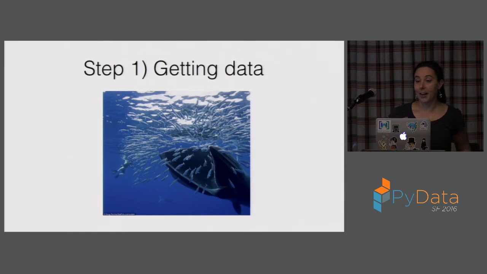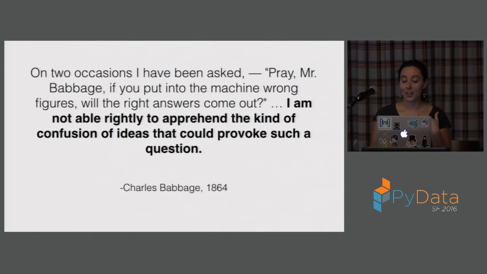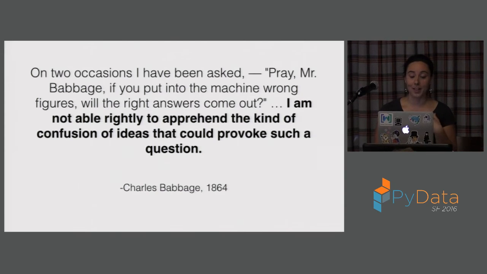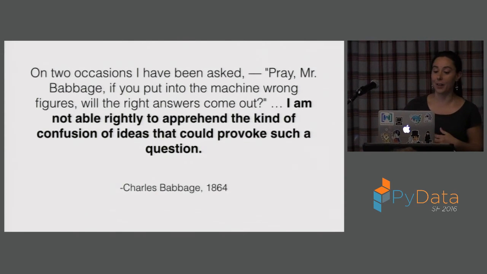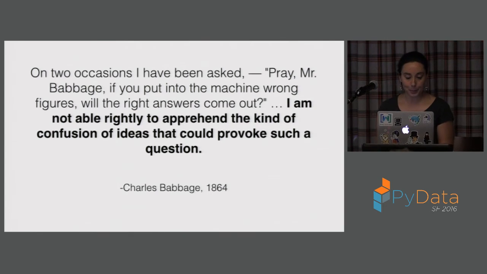You have to start by getting data. It's pretty hard to end up with a good solution at the end if you start with crap data. I've always really loved this quote by Charles Babbage, one of the fathers of computer science, which shows that getting good data has been a problem for a long time. People were asking him, if you put wrong data into the machine, can you get the right answer? And he's like, I guess the 1864 equivalent of WTF: I'm not able rightly to apprehend the kind of confusion of ideas that could provoke such a question. So even back then, it was very important to get good data, and Charles Babbage knew this.